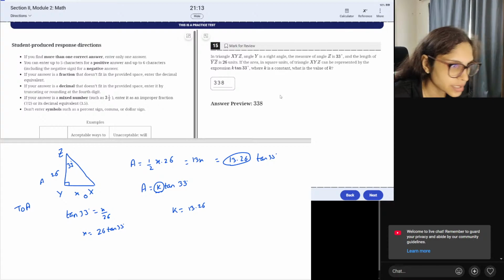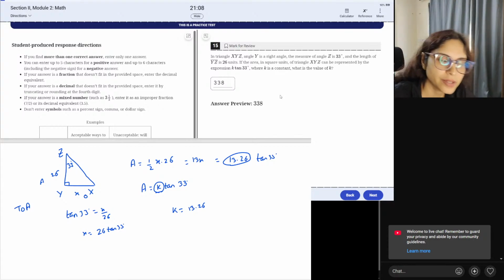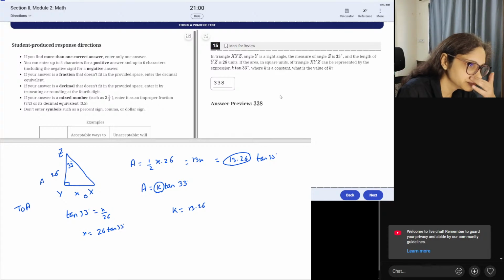Because X over 26 is 1033. So X is 26 times 1033. And area is half times 26 times X, half times 26 times 26 times 1033. So 13 times 26 or 26 times 26 divided by 2.